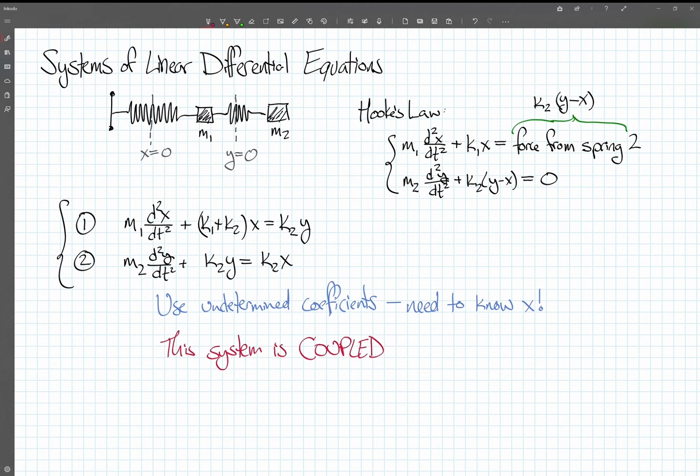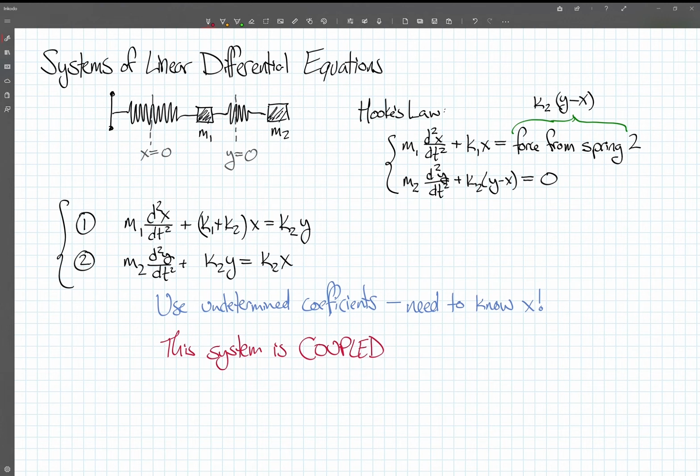The term for this is coupled. We say that the system is coupled when the coefficients, or the right-hand side, of one equation depends on solving the other equation. So if we're going to solve this, we can't just solve x first and then try to solve for y. We have to solve them at the same time.